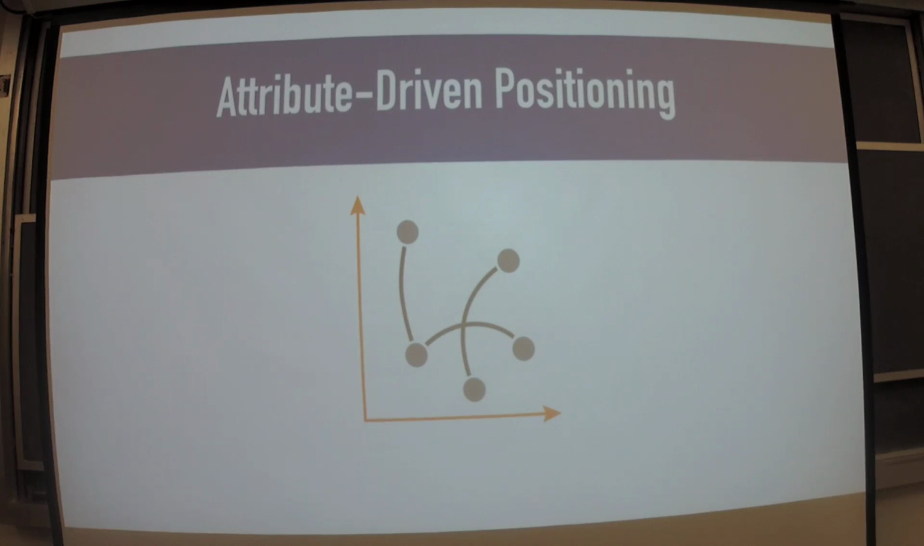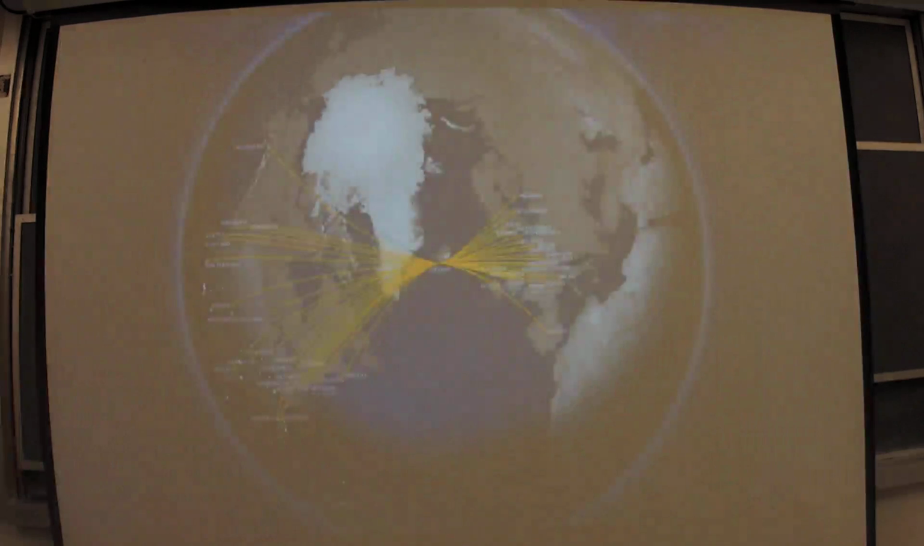So the last kind of node-link layout I want to talk about is attribute-driven positioning. Now this is the most strict one as far as placing nodes directly according to their attributes. So this is an example I like to give.